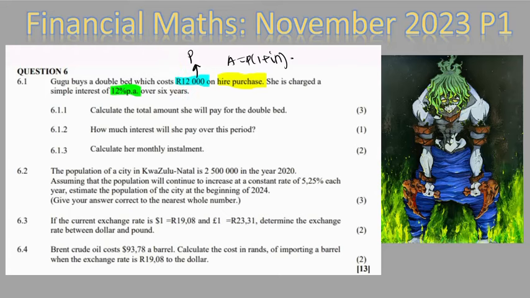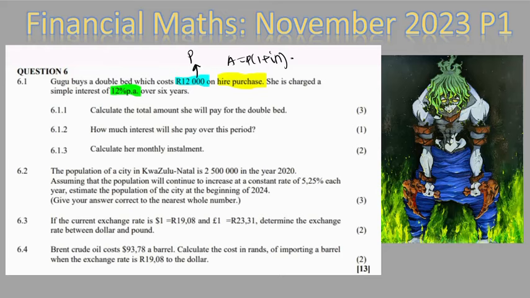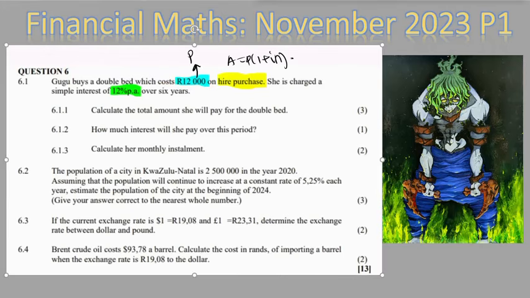Let me choose a lighter highlighter there. Where's that highlighter? Let me choose that. Over 6 years. Oops, that's not a highlighter. Let's erase that. Okay.